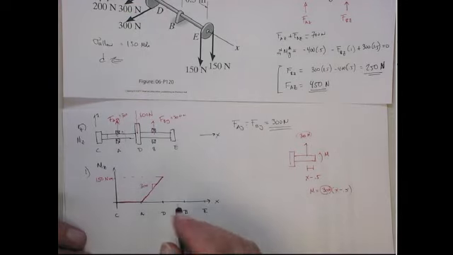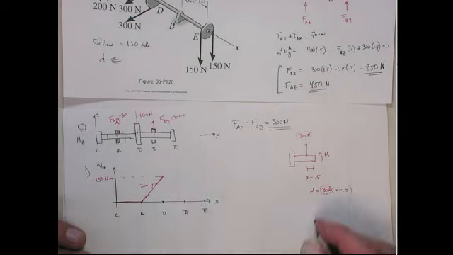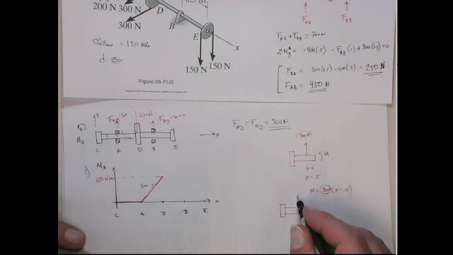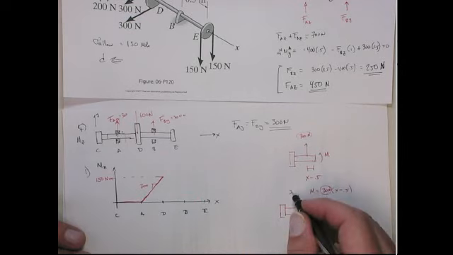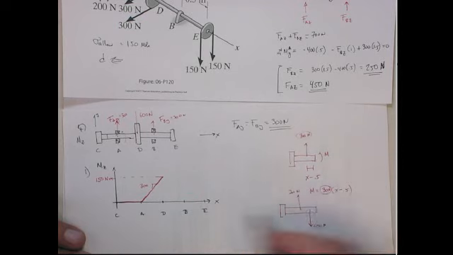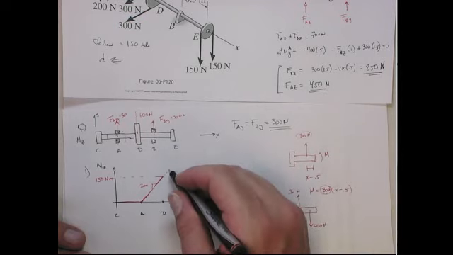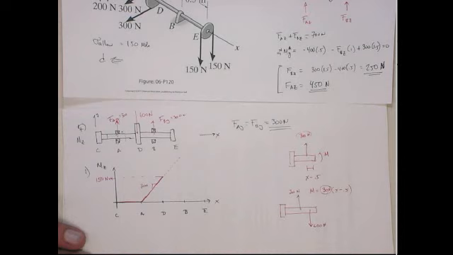Now, once we go past that point, between D and B, let's do the same sort of argument. I'll do it more quickly, I should say. Now we start to see the effect of the 600 Newton force. So this one still has this linearly increasing with a slope of 300.